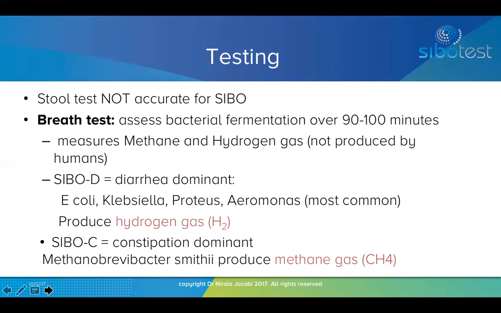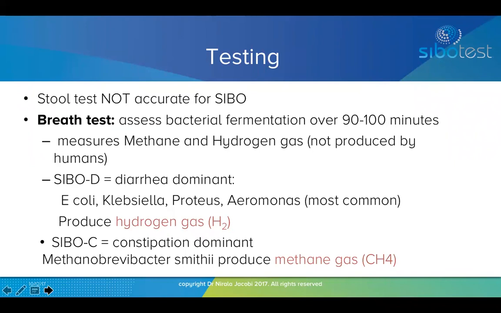A word about testing in general: stool tests are often used by health practitioners and by naturopathic physicians, but stool tests are not accurate for SIBO. They will not tell us what type of fermentation is happening in the small intestine. So the only test that's available to us is really the breath test. Bacterial fermentation is measured over 90 to 100 minutes and measures methane and hydrogen gas. These gases are not produced by humans.